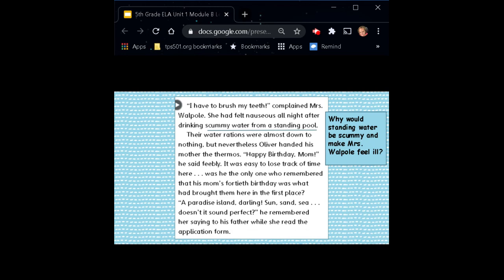It was easy to lose track of time here. Was he the only one who remembered that his mom's 40th birthday was what had brought them here in the first place? A paradise island, darling. Sun, sand, sea. Doesn't it sound perfect? He remembered her saying to his father while she read the application form.